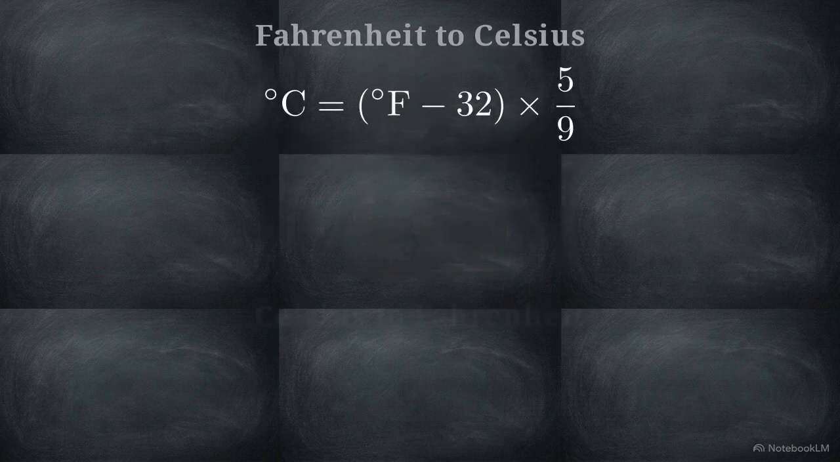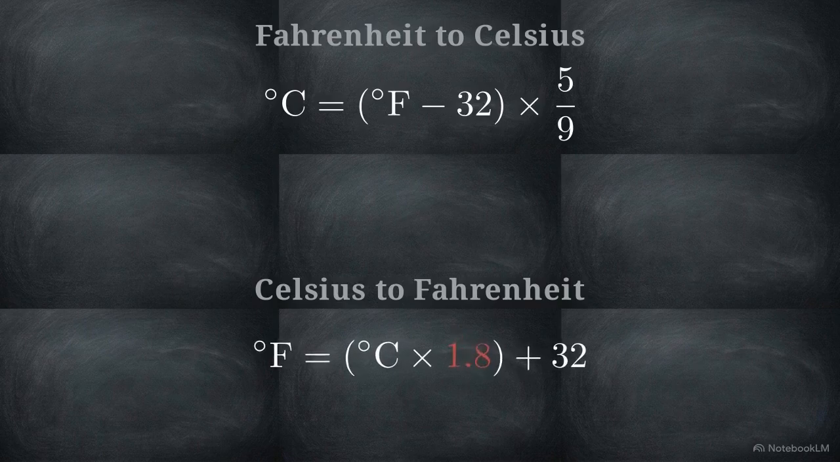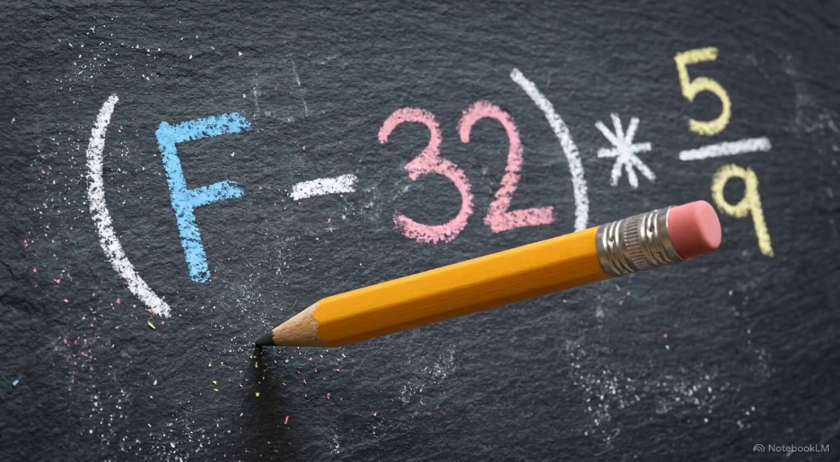Here's the second formula, Celsius to Fahrenheit. Multiply your Celsius temperature by 9/5, then add 32. The parentheses mean multiplication happens first. To avoid frustrating fractions, we'll swap 9/5 for its exact decimal equivalent, 1.8. The numbers themselves are straightforward. Memorizing which step to execute first is what actually gets you the right answer.